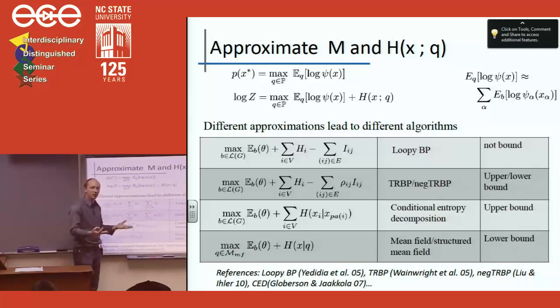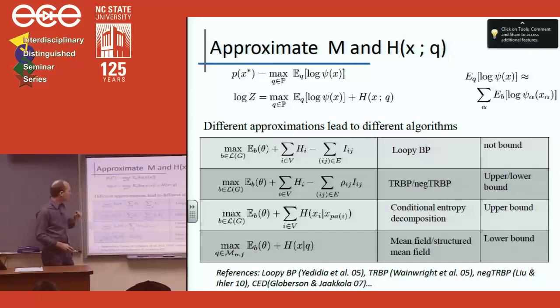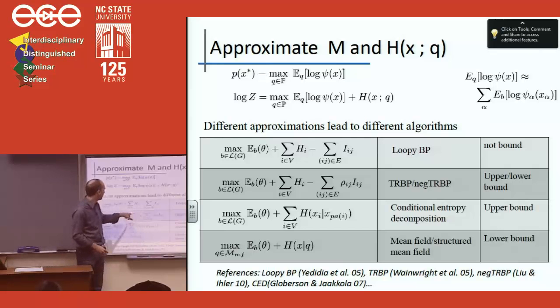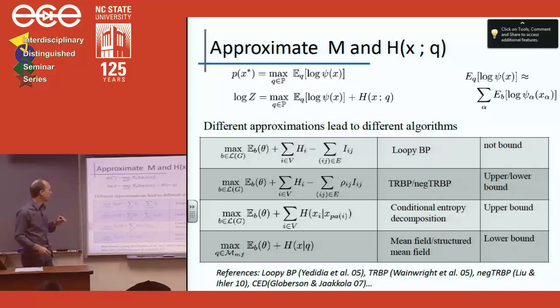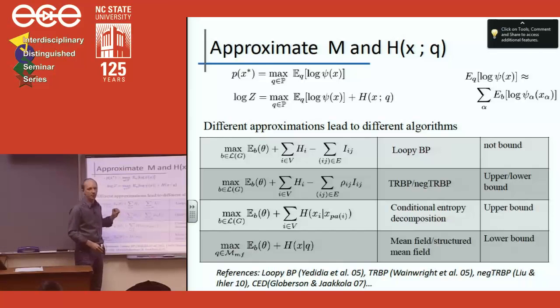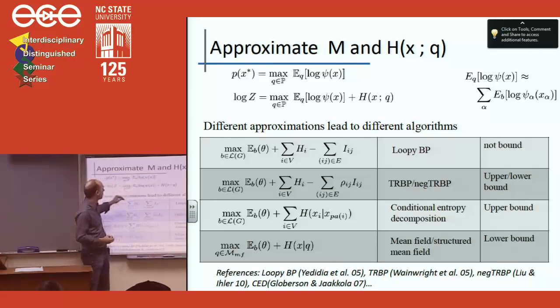Other variations give you different properties. So for instance, you can get upper or lower bounds using something called tree reweighted belief propagation, or our version, which is negative tree reweighted. And that just corresponds to a different substitution of the entropy approximation. Another one gives you other upper bounds, something called conditional entropy decomposition. And mean field will give you lower bounds on the partition function. So that's a different replacement of this constraint set. So this has led to a lot of different algorithms that can be used to approximately solve either of these problems.